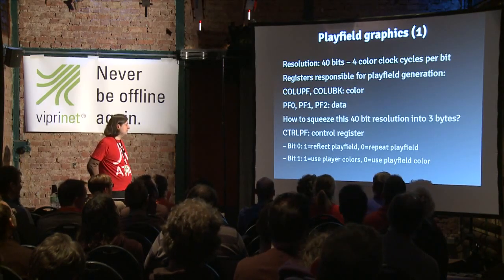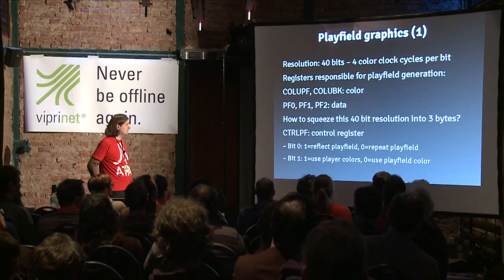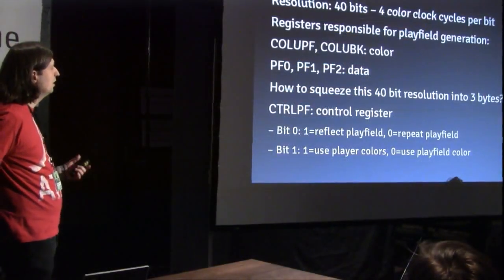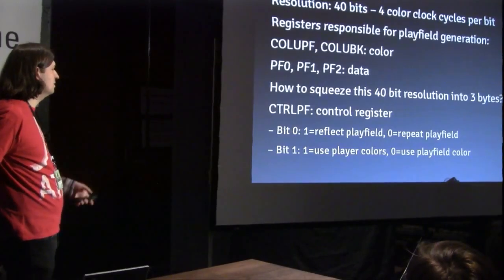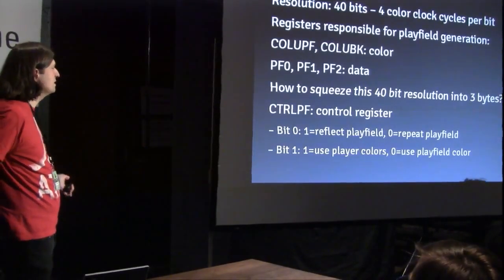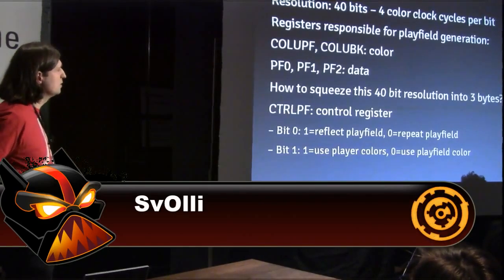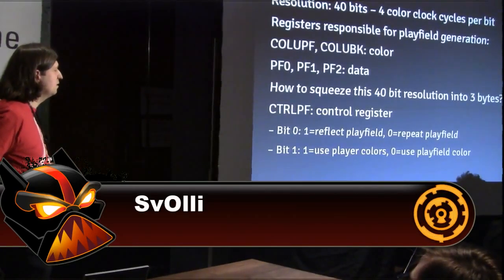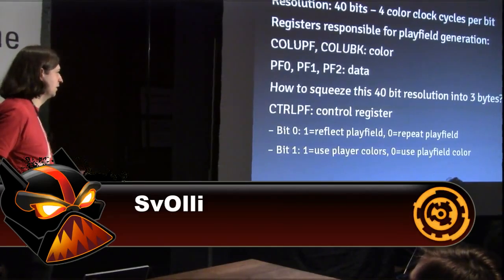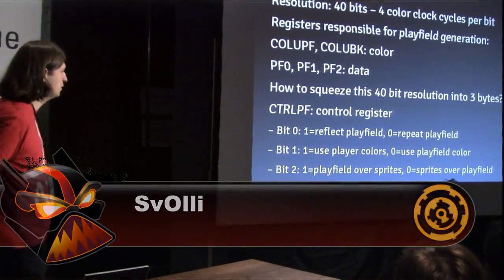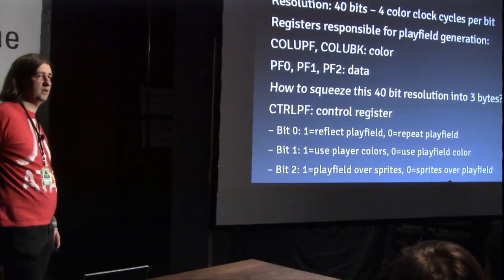We also have other bits there. We can use the player colors instead of the playfield color, and the left half is then from player 1 and the right half is from player 2. It was implemented to show scoring. And we can also decide if this playfield should be over the sprites or the sprites should be over the playfield.